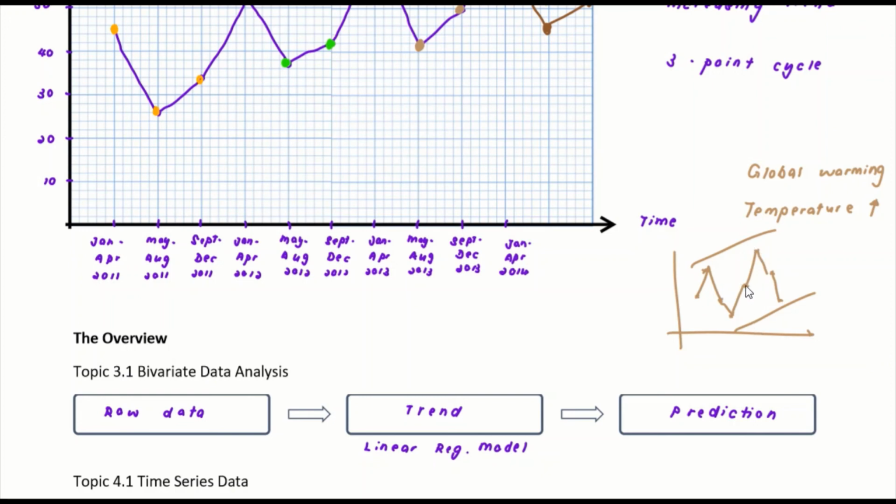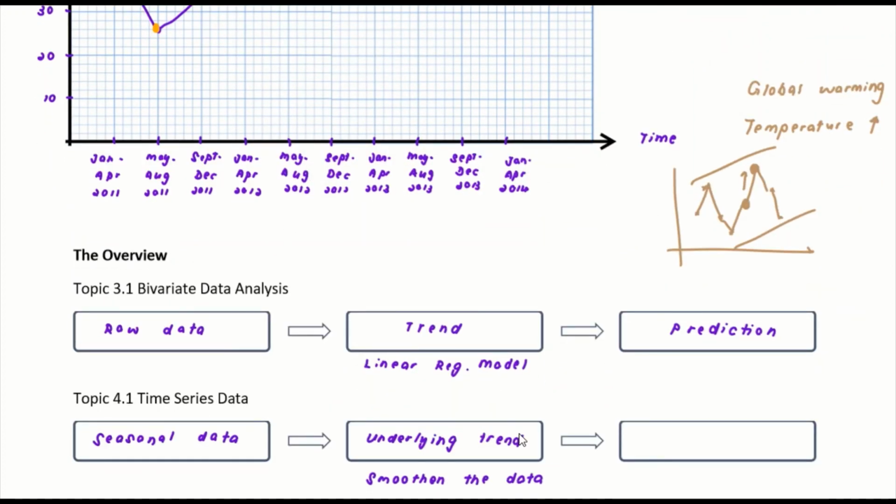For example, from this part to this part, I can see an increase. But is this the effect of global warming? No, it's actually the effect of this being the spring season and this being the summer season. Then of course the temperature will increase. So for me to find out the underlying trend, the trend that is not so obvious and is caused by global warming, I will need to remove all this seasonal effect caused by autumn, winter, and so on.